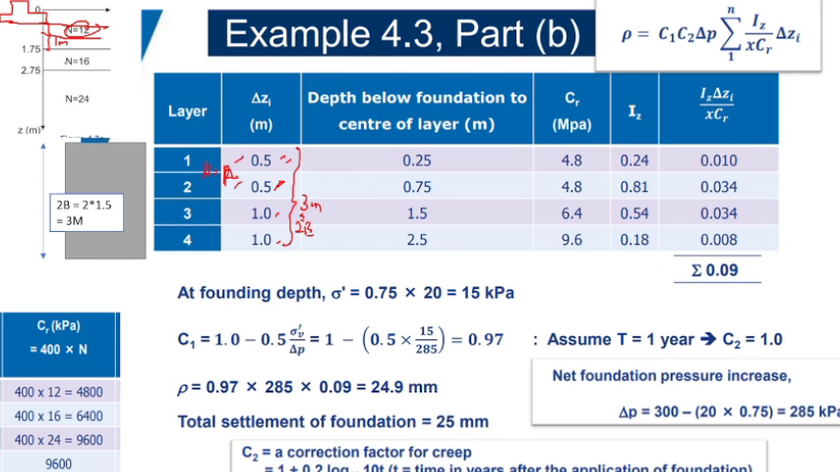Okay, and then another one here, 1 meter. The N value here is 16, and then another remaining 1 meter here, 1 meter. Now the N value is 24. Okay, now about the depth below the foundation, the center of layer.